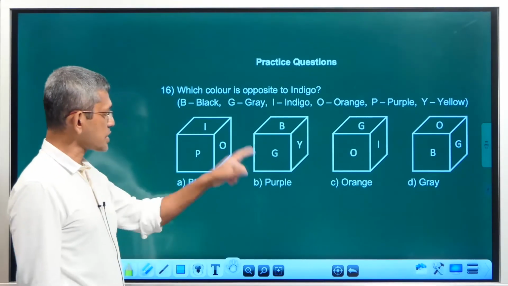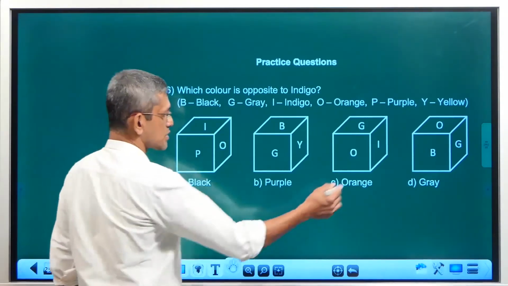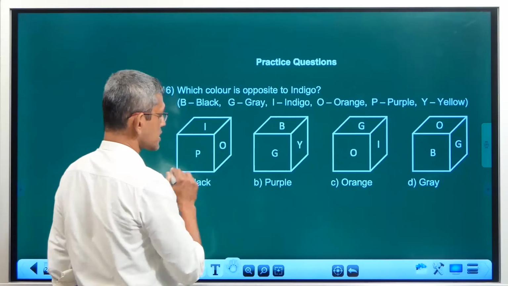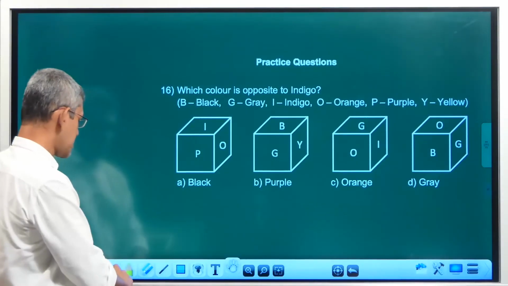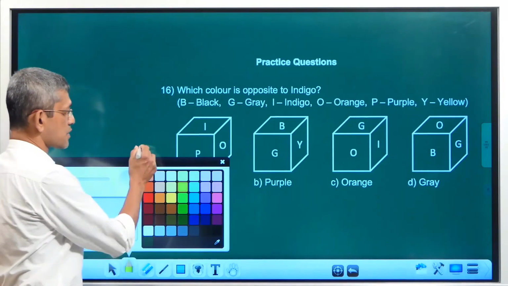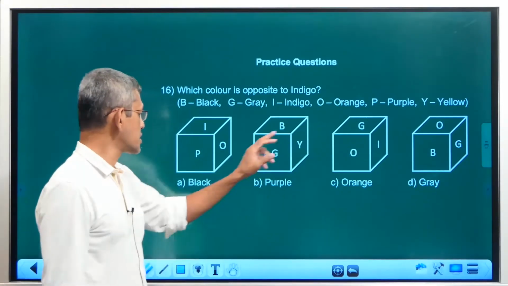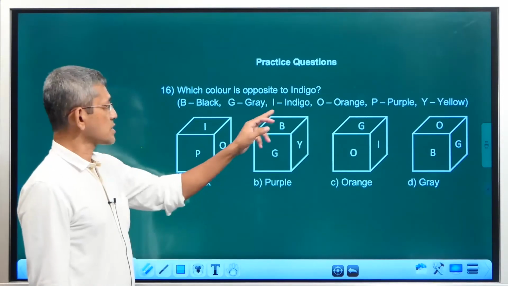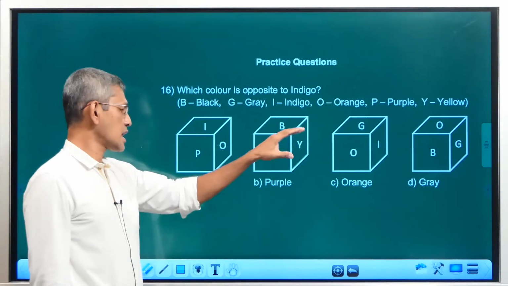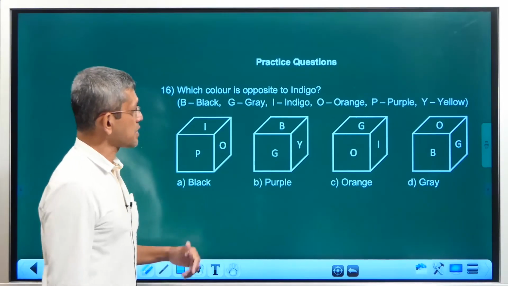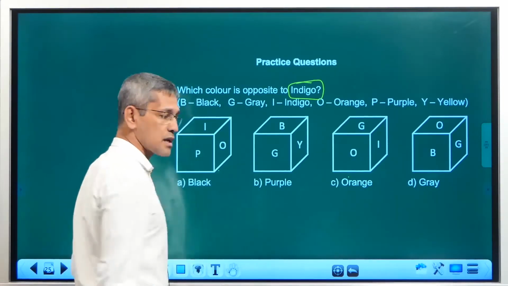Now how about 1 and 3? Here we have indigo and indigo, and we have orange and orange. So 2 colors are common. If 2 colors are common, we apply rule number 3. I and O are common, so G is opposite to P. G is gray, and P is purple. So gray and purple are opposite to each other. But what we are looking for is the color opposite to indigo, so the comparison between 1 and 3 doesn't give us the answer.